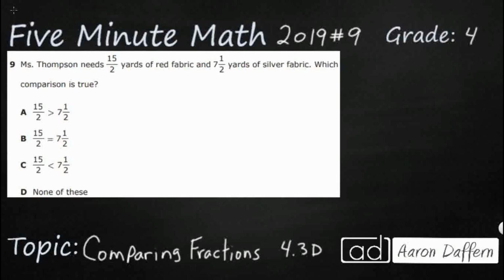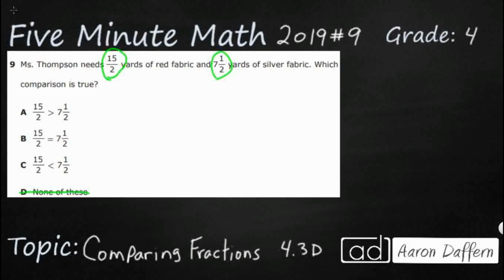So Mrs. Thompson needs 15 halves, or 15 over 2 yards of red fabric, and 7.5 yards of silver fabric. Which comparison is true? So we've got an improper fraction and a mixed number, and it's either greater than, less than, or equal to. We're not really going to worry too much about D. They just need a fourth option. So it's greater than, less than, or equal to.